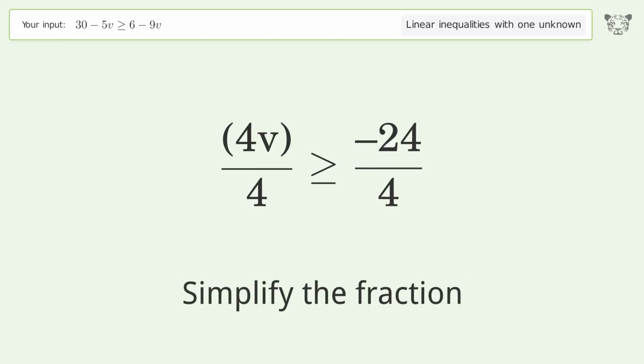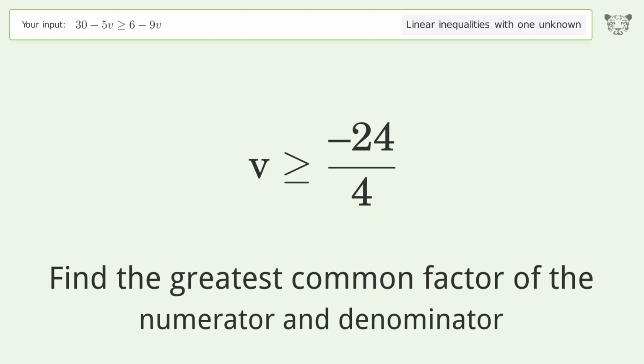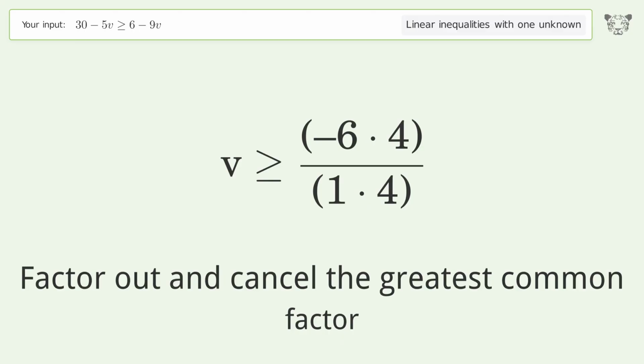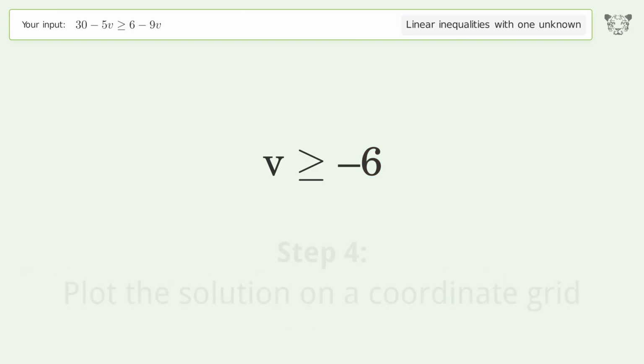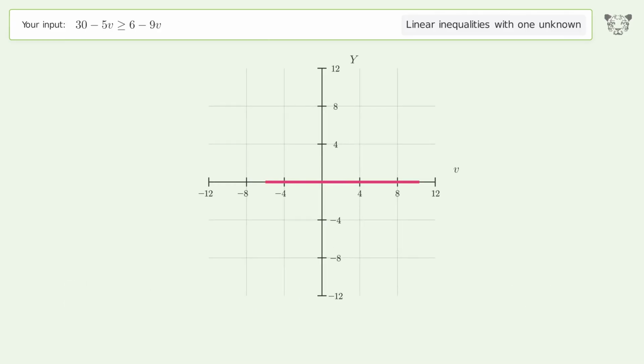Simplify the fraction. Find the greatest common factor of the numerator and denominator. Factor out and cancel the greatest common factor. Plot the solution on a coordinate grid. And so the final result is v equal or greater than -6.